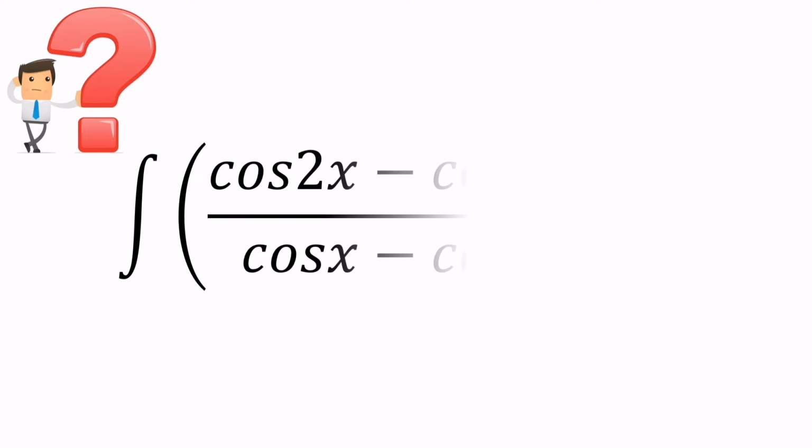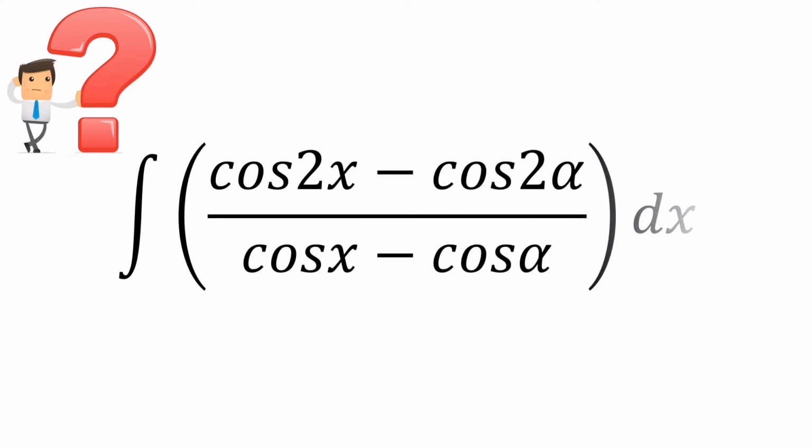Today we are going to solve the integral of (cos 2x minus cos 2 alpha) divided by (cos x minus cos alpha) dx. Here alpha is a constant.